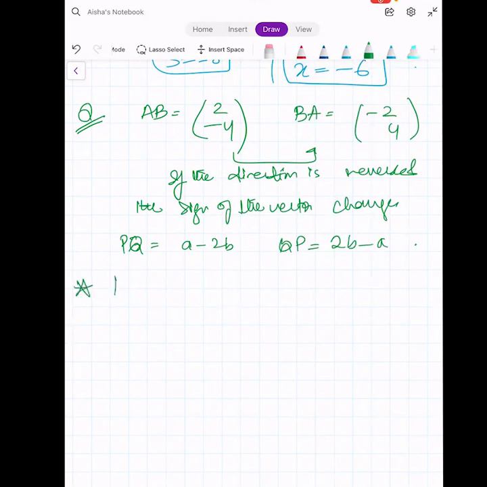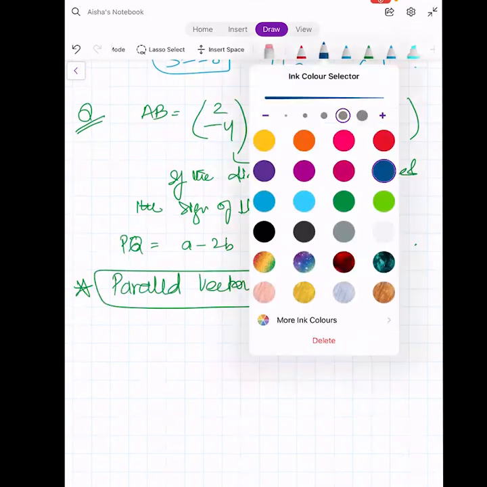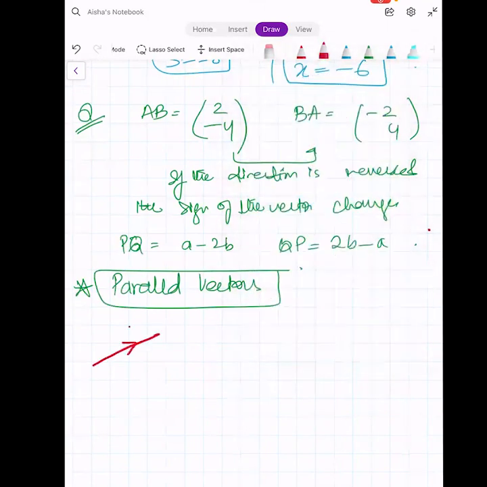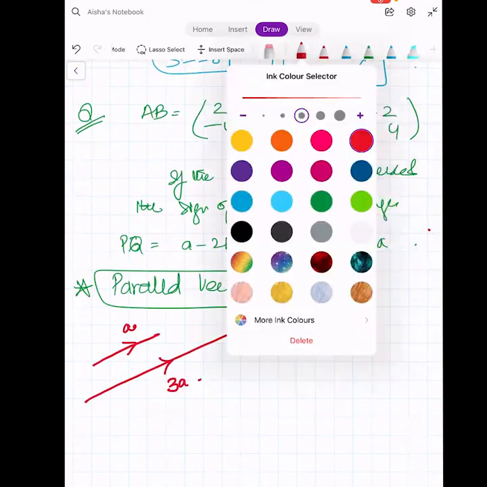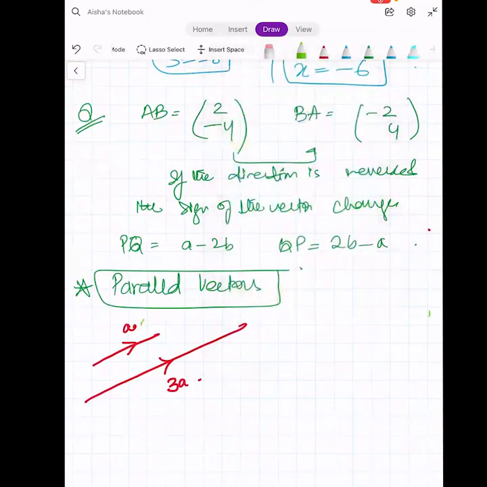Next concept comes of parallel vectors. Now, what are parallel vectors? Parallel vectors are those vectors. Let's suppose this is A and this is 3A. So A to be multiplied by 3 in order to become 3A. And 3A to be multiplied by 1 upon 3 to become A. So these numbers are called scalar multiples.